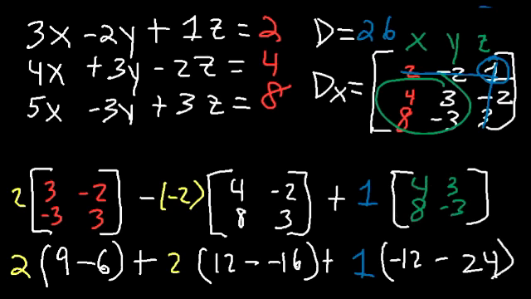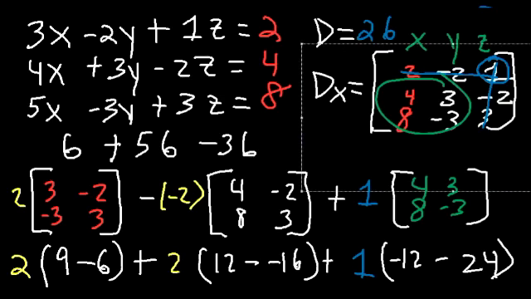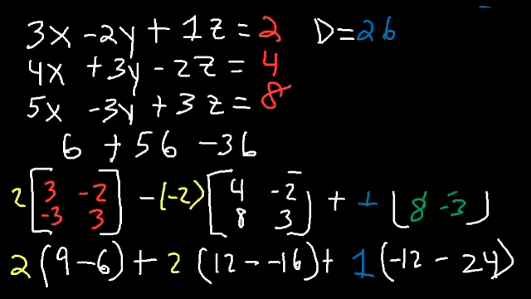So 9 minus 6 is 3, not 2. But 3 times 2 is 6. 12 minus negative 16 is the same as 12 plus 16, so this is 28 times 2, that's positive 56. And negative 12 minus 24 is negative 36. So 56 minus 36 is 20, plus 6, that's 26. So dx is 26.